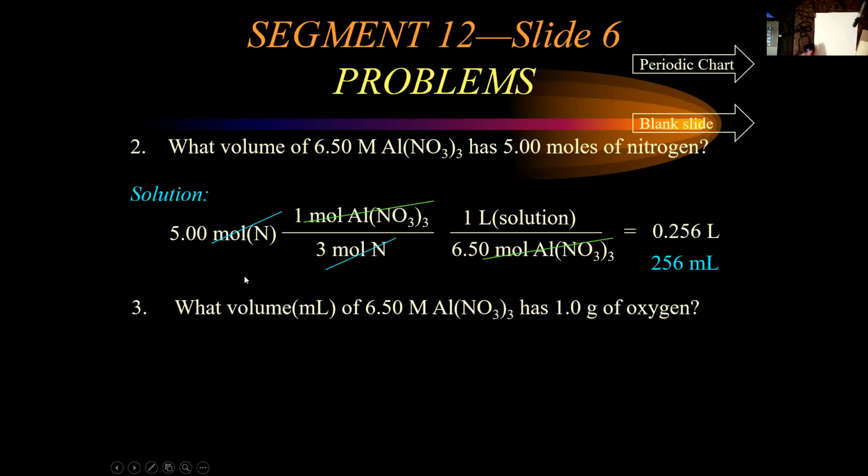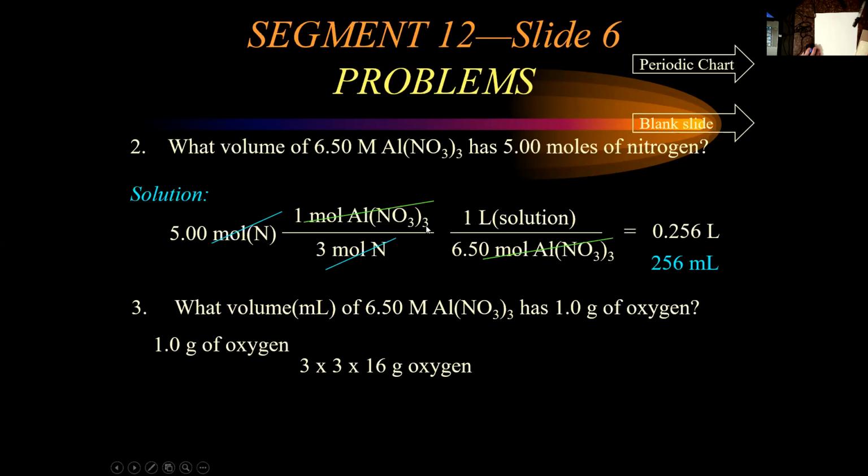Okay. What volume in milliliters of 6.5 molar aluminum nitrate has 1 gram of oxygen in it? Now, believe me, there are a lot of people from high school and other ways who would work this problem in a long, drawn-out, awful way. Look, what is our method? What's given in the problem? 1 gram of oxygen. What I want in the denominator of my factor: grams of oxygen.